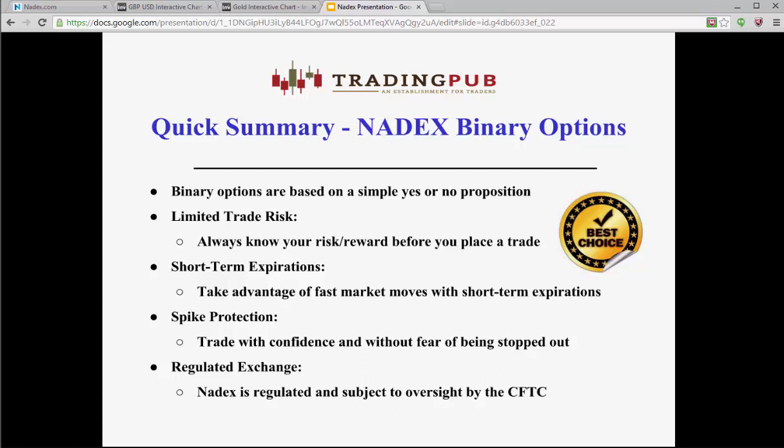And finally, I like it because it's regulated and subject to oversight by the CFTC. Nadex is really subject to stringent oversight and regulation, which makes them transparent. And your funds are held in a segregated account. Their customer service, from my experience, is tremendous. I call them, I usually get an answer on one ring, and they solve my problem.